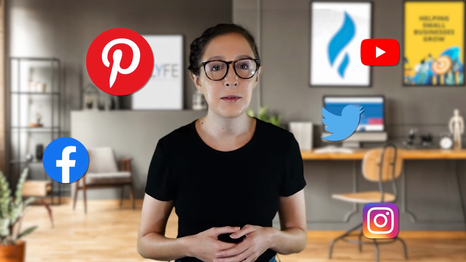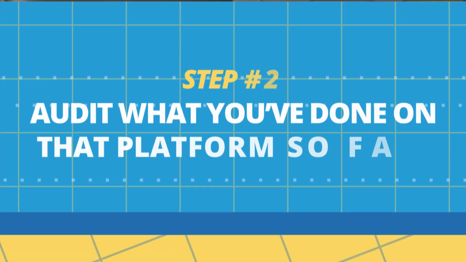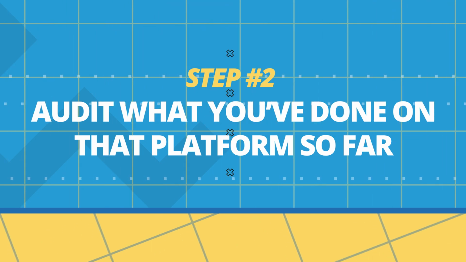But overall, you'll want to figure out where your target audience spends the majority of their time and money. Is it on Facebook, Instagram, Pinterest, LinkedIn? Whichever platform it is, that's where you'll want to start advertising first. All right, so then step 2 is to audit what you've done on that platform so far.